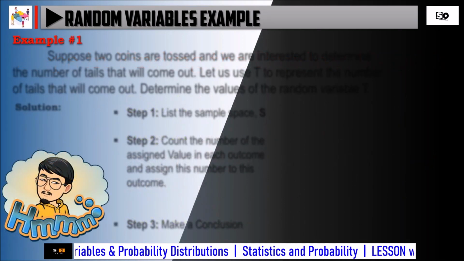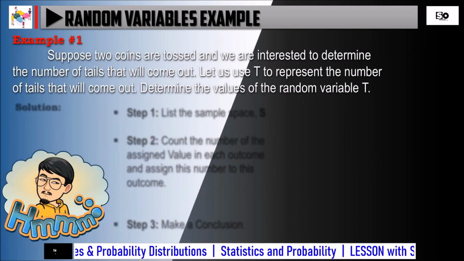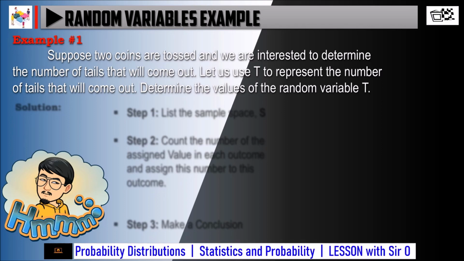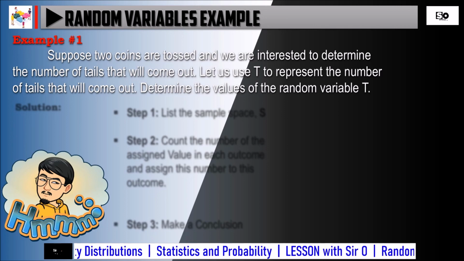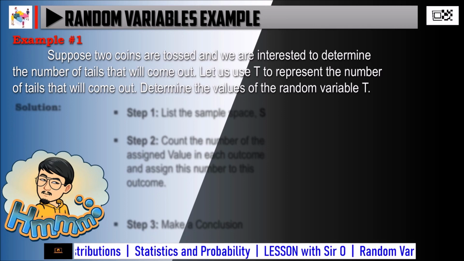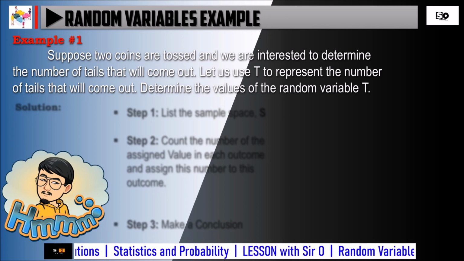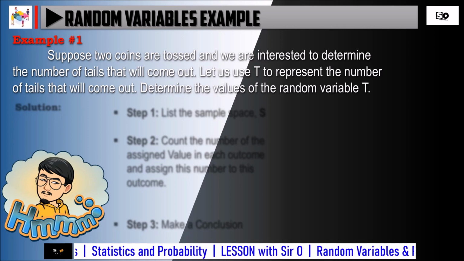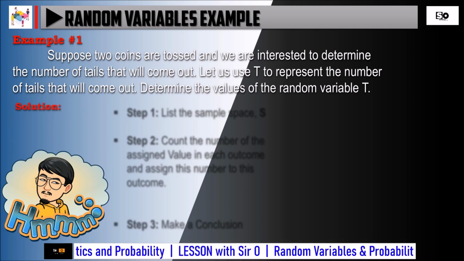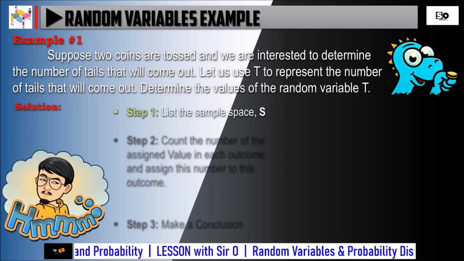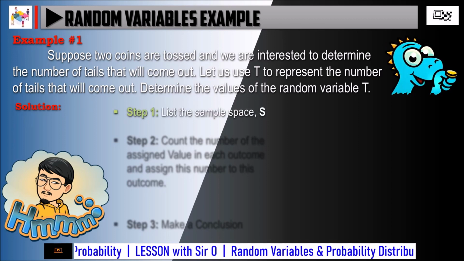Example number 1. Suppose 2 coins are tossed and we are interested to determine the number of tails that will come out. Let us use T to represent the number of tails that will come out. Determine the values of the random variable T. Solution. Step 1. List the sample space or the S.